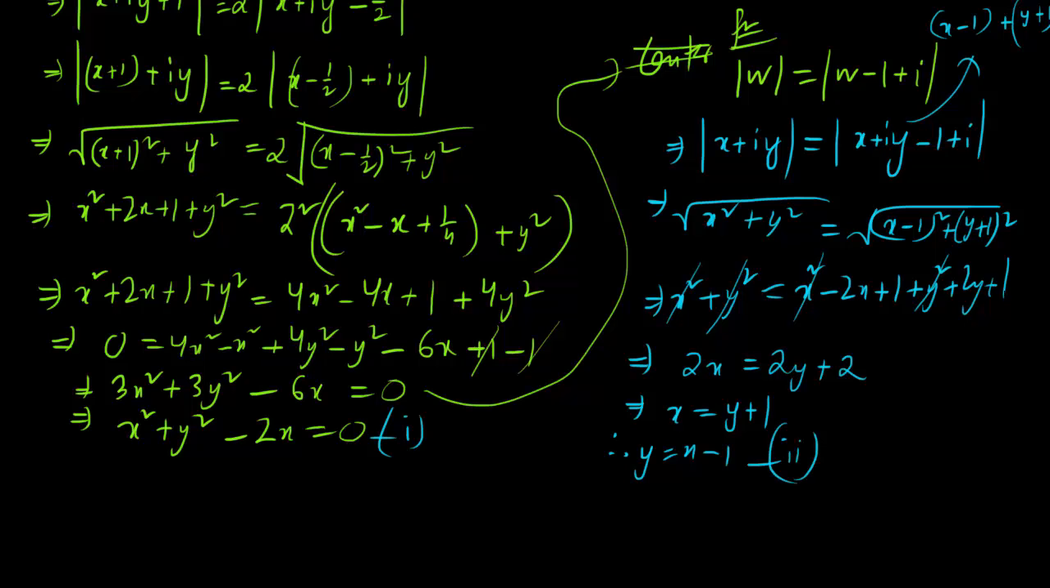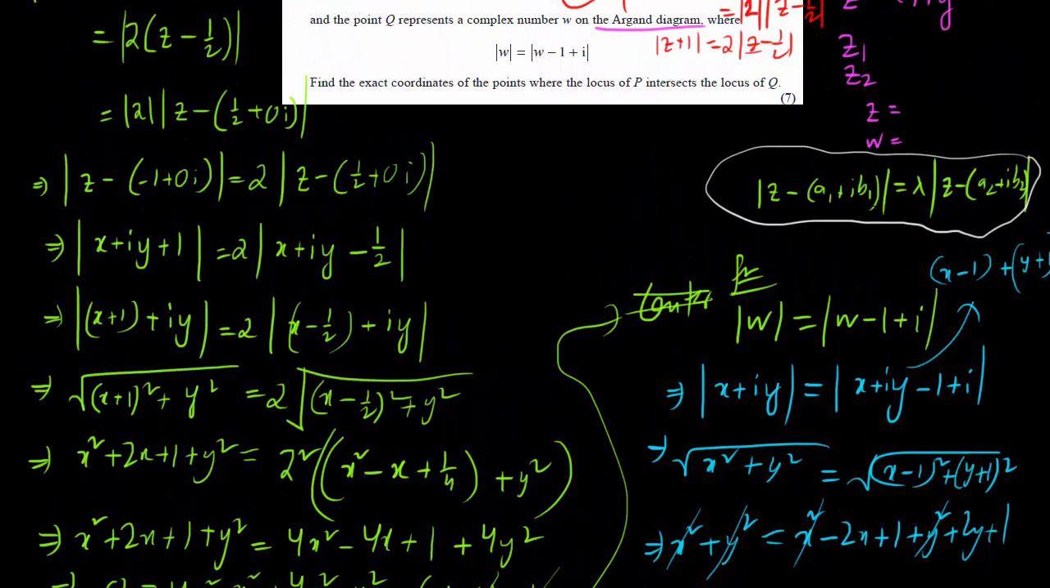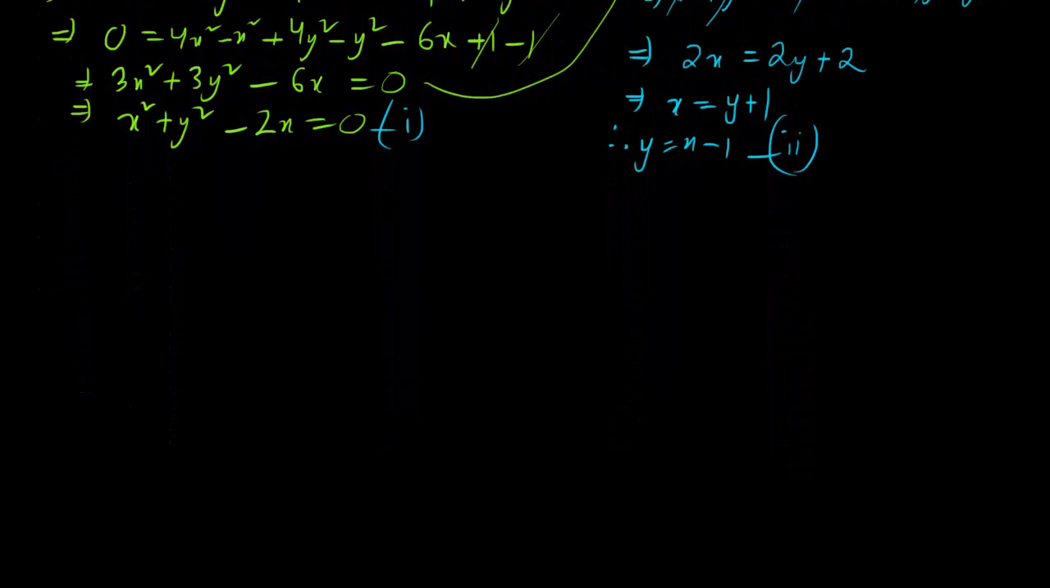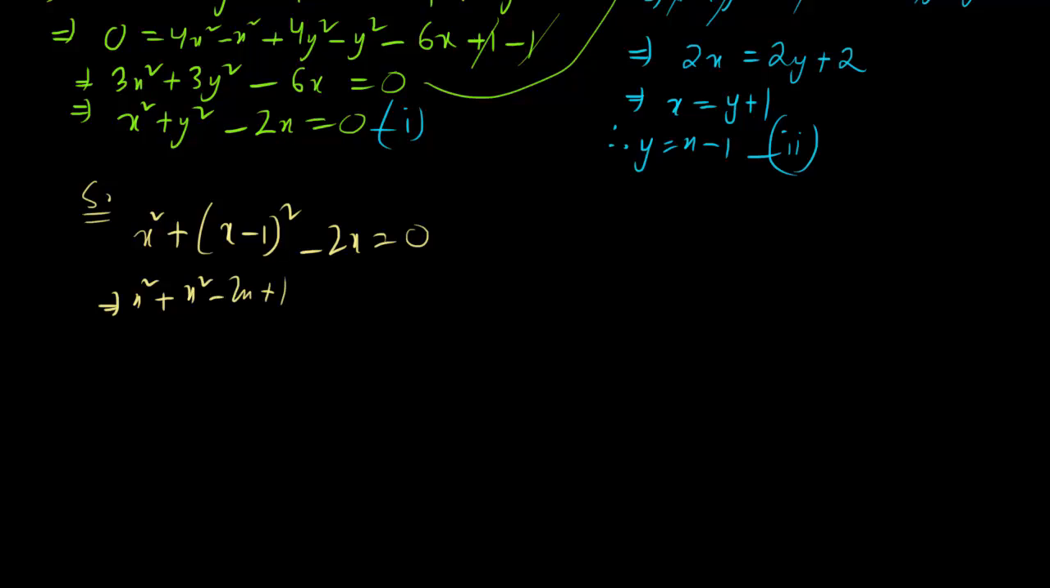Now we have to find the point of intersection. Find the exact coordinates of the point of intersection of the locus of P and the locus of Q. Remember, it's still in the z plane. So to solve this simultaneously, putting y equals x minus 1, it becomes x squared plus x minus 1 whole squared minus 2x equals 0. So this is x squared plus x squared minus 2x plus 1 minus 2x equals 0. This is going to be 2x squared minus 4x plus 1 equals 0.